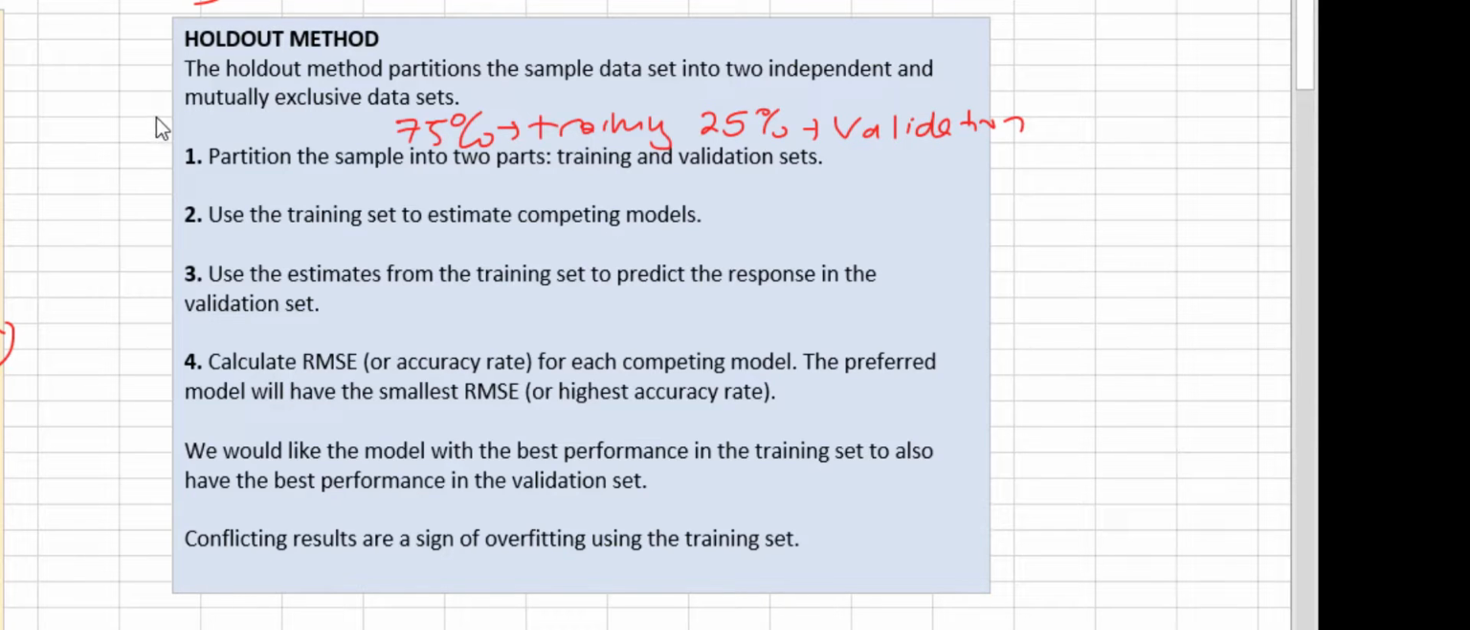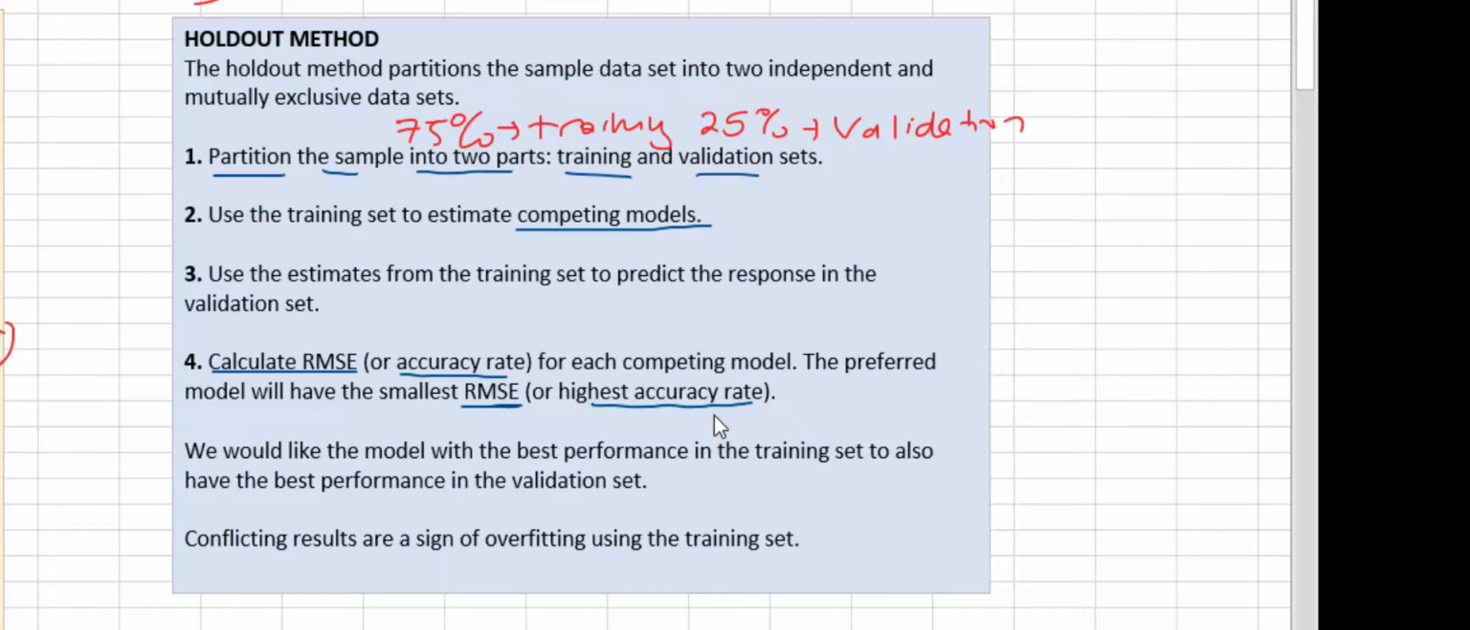The holdout method is implemented as follows. First, partition the sample into two parts, training and validation. Then use the training set to estimate competing models. And then use the estimates from the training set to predict the response in the validation set. Calculate root mean square error for linear regression models or accuracy rate for each competing model. The preferred model will have the smallest root mean square error or highest accuracy rate.